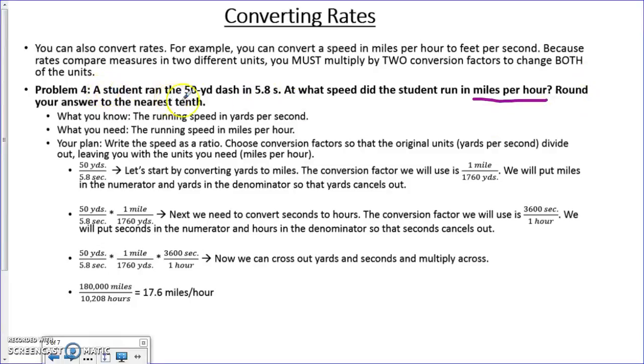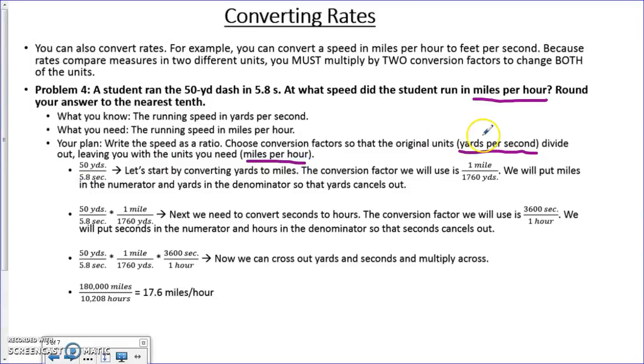Round your answer to the nearest tenth. So here's what we know. We know the running speed in yards per second. We need the running speed in miles per hour. Our plan here is to write the speed as a ratio. We are going to choose conversion factors so that the original unit, yards per second, divides out, leaving us with the units we want, miles per hour.